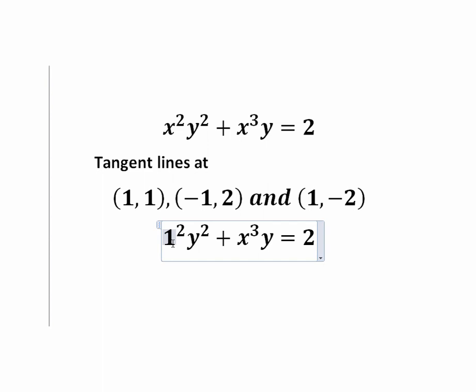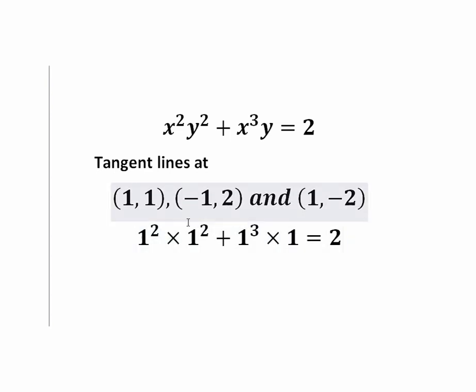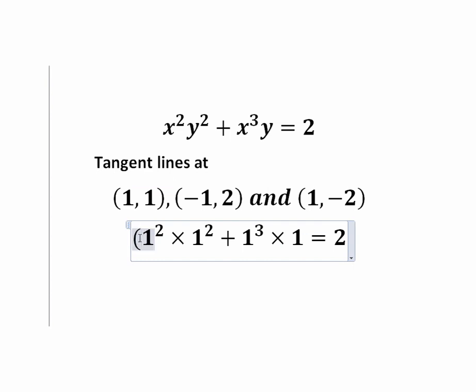So here we have 1 square, and for the sake of clarity it would be good to put a multiplication sign here. So we got 1 square, and you might have seen it already that it is 1 plus 1 equals 2. This quantity is 1, this quantity is 1, and 1 plus 1 is 2. So therefore 1, 1 is a point on the graph. Alright. Now next let's check for -1, 2.